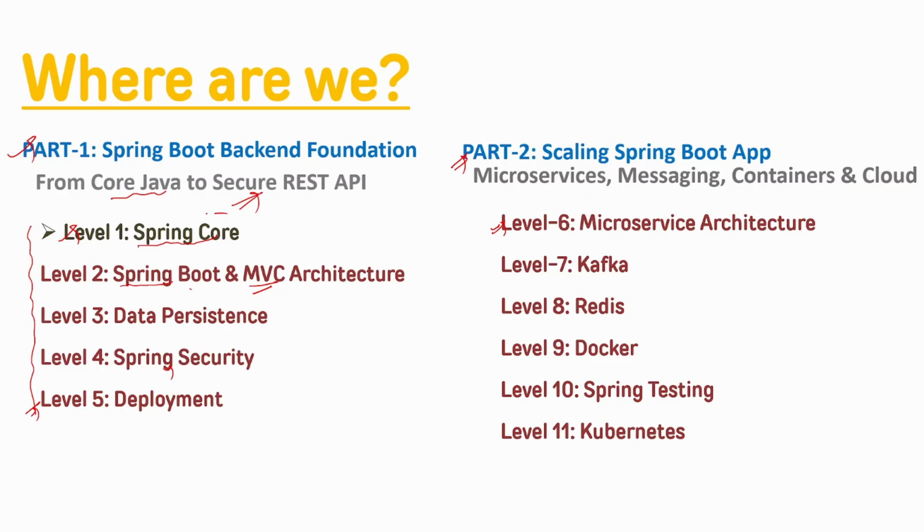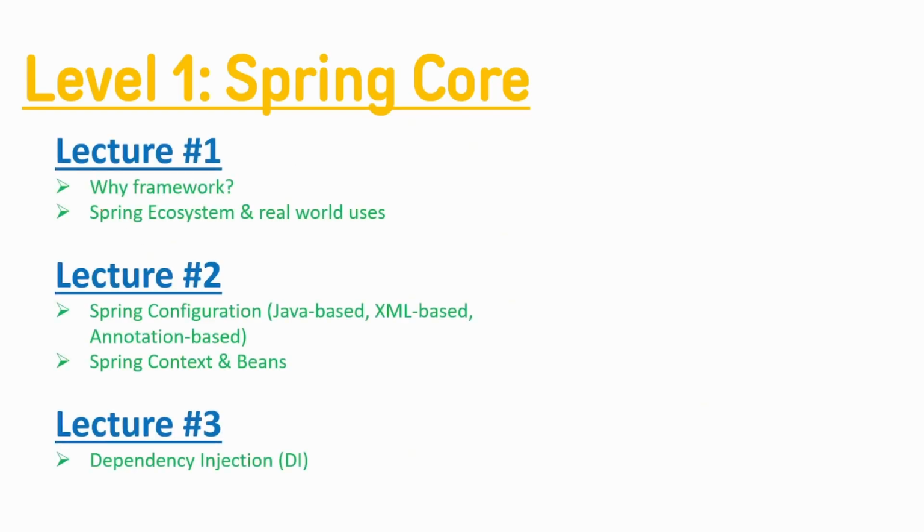So currently we are in our level 1, Spring Core. Let's see what topics we have covered till now and what we will cover in Spring Core. In this level 1, we have already covered these topics. In lecture 1, we learned why there is a need of a framework, what is a framework, what is the Spring framework, and what is its real world use case. Then in lecture 2, we learned how we can configure Spring, what is the Spring context and beans, and what are the different methods of adding a bean to the Spring context.